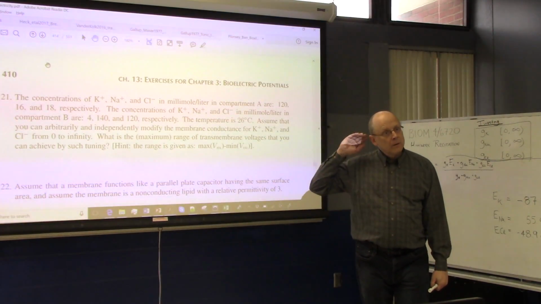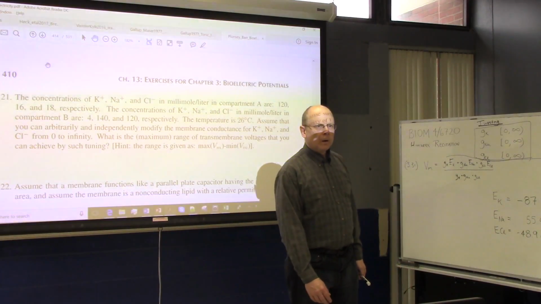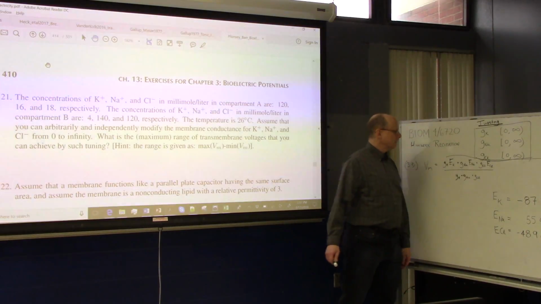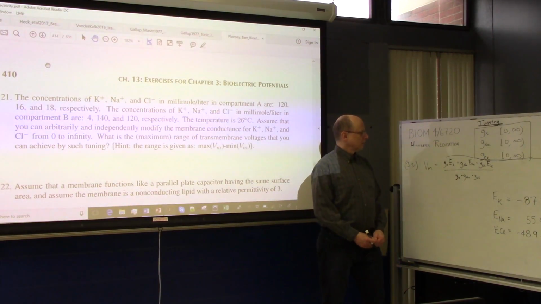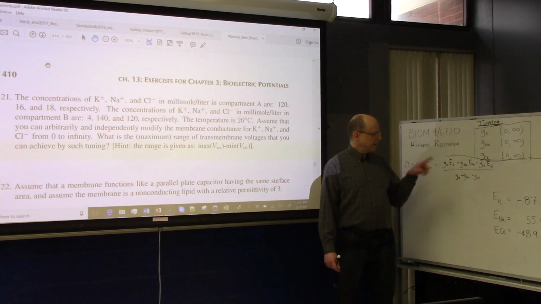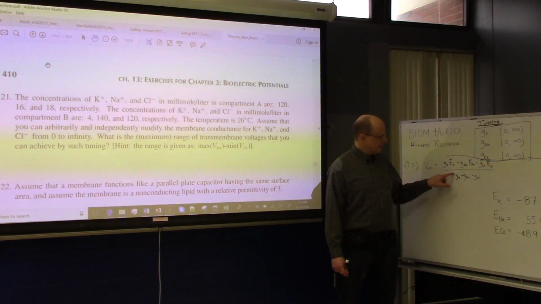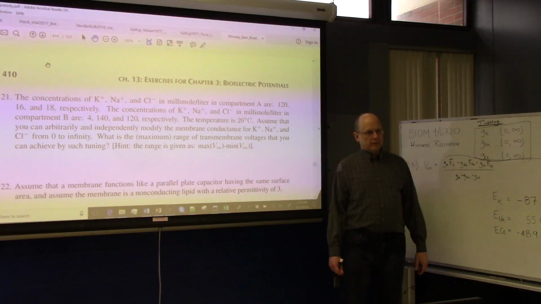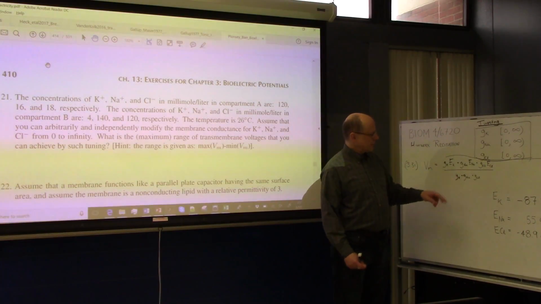The minimum would be if you make the denominator bigger, because that'll be 0. Well, if you make the denominator bigger, then all these get bigger. If you make this infinite, then these numbers will also be really big. So that doesn't help us so much.